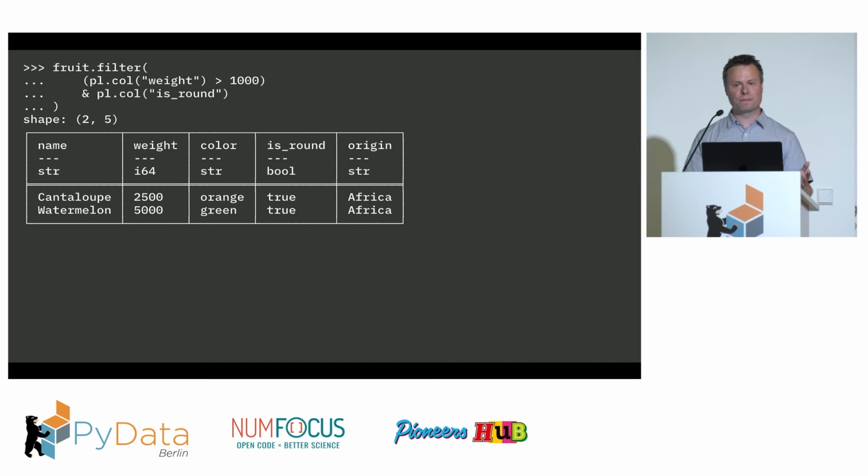We can filter using the df.filter method, and here we're actually combining two expressions into a single expression. You can use arithmetic, comparison operators, and Boolean operators to combine multiple expressions into one.